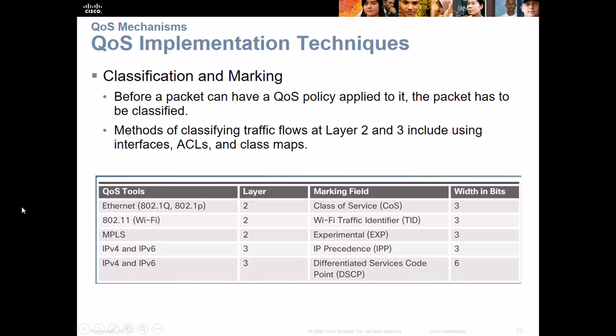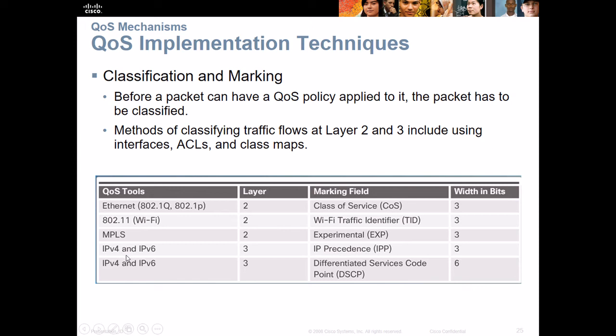You can also do pretty much the same thing with 802.11, the Wi-Fi. There's a 3-bit number on the frame. You can use that. And with MPLS, there's a 3-bit number. With IPv4, there's a 3-bit number or a 6-bit number. Actually, there is a ToS number, which is an 8-bit number that's usually used.